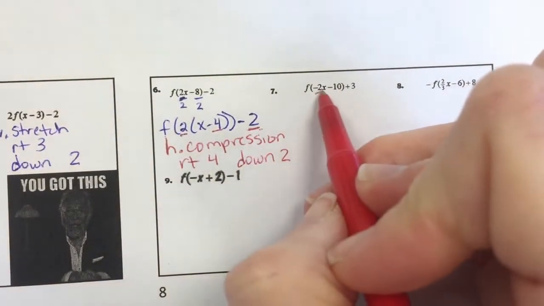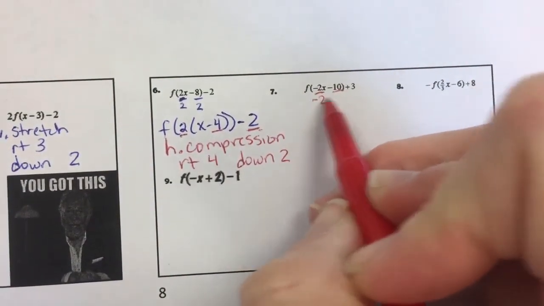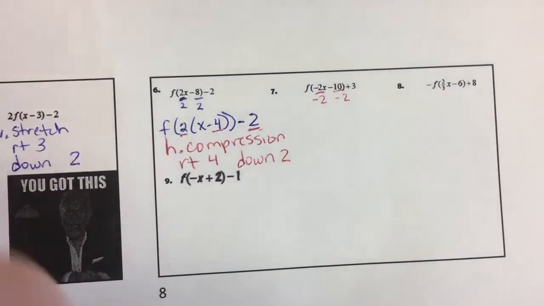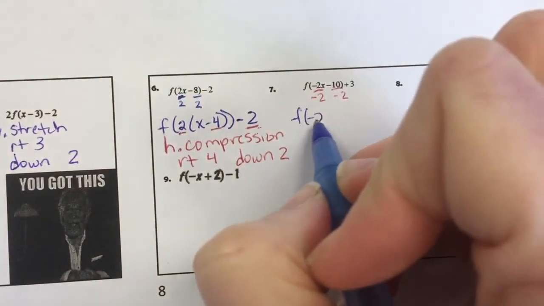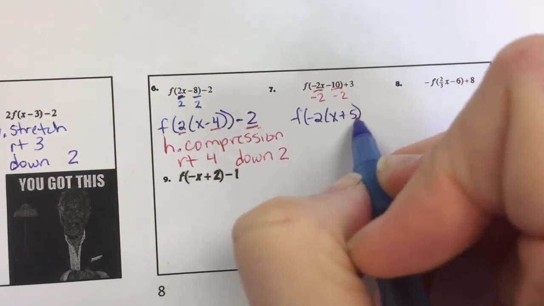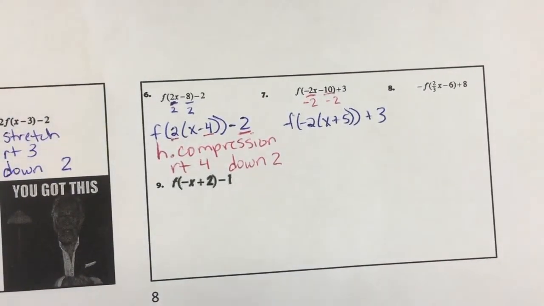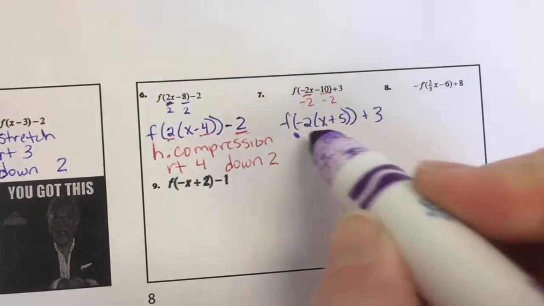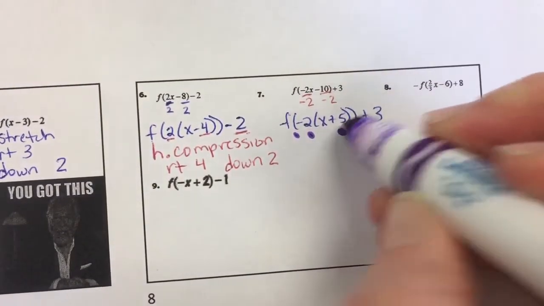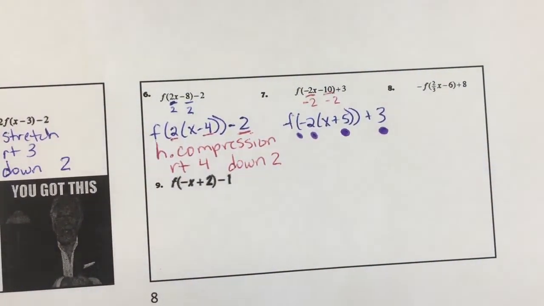Same thing here. You've got a number with the x, so you have to factor that out. So divide them both by negative 2. So that leaves me with negative 2, x plus 5, and then the plus 3 on the outside. This one's going to have 4 transformations. The negative and the 2 you treat separately, the plus 5 and the plus 3. So it's going to have 4 transformations.